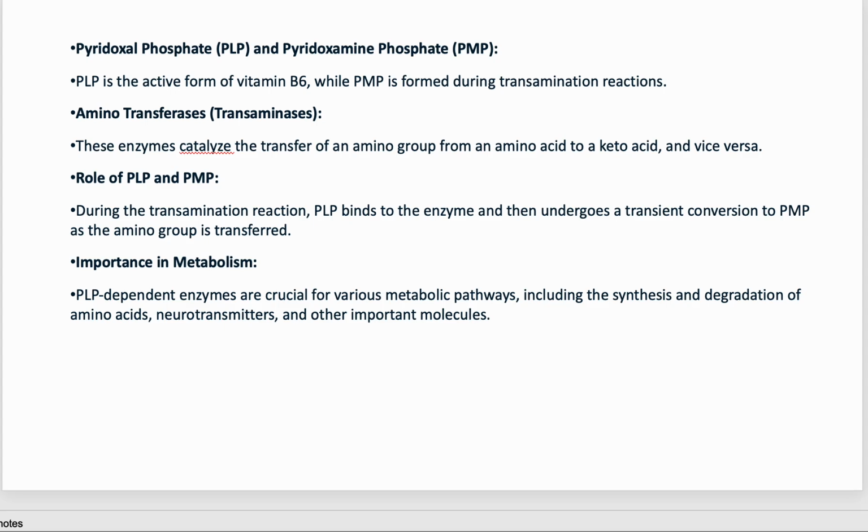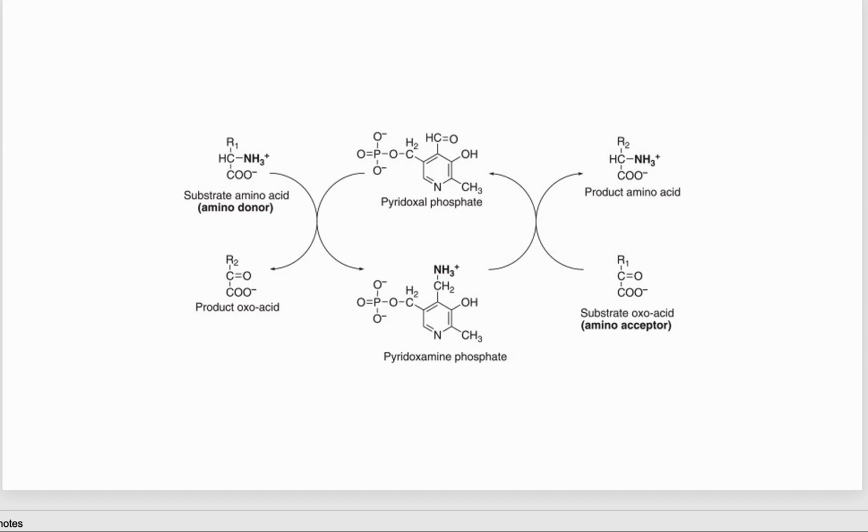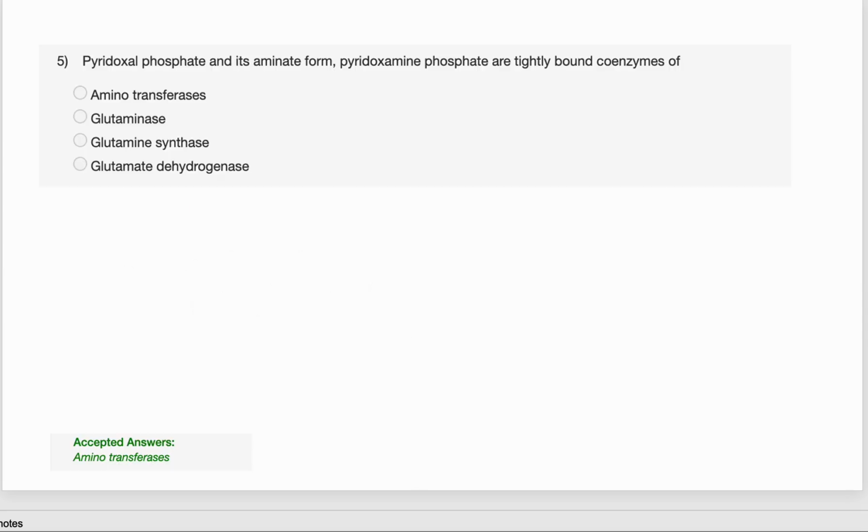During the transamination process, PLP binds to the enzyme and then undergoes a transient conversion to PMP as the amino group is transferred. It's crucial for synthesis and degradation of amino acids, neurotransmitters, and other molecules. Let's see the reaction here. Don't look at the large molecule here, just see the difference in the first reaction and second reaction. The question clearly mentions pyridoxal phosphate and its aminated form.